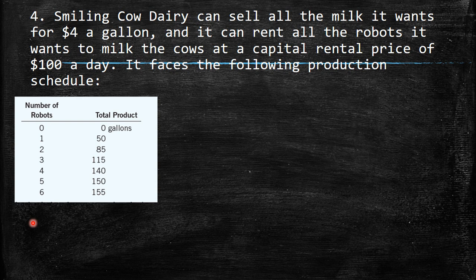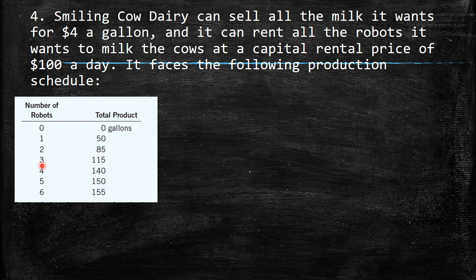Here we have the number of robots, which is basically the capital. Before, in the previous exercise, we had labor as the factor of production. Here we are just considering the robots, which are capital, and then the production. So this is basically the same idea. If I have 0 robots, I have an output of 0 gallons. But when I rent the first robot, this brings me 50 gallons. Then the second one will bring me 85.